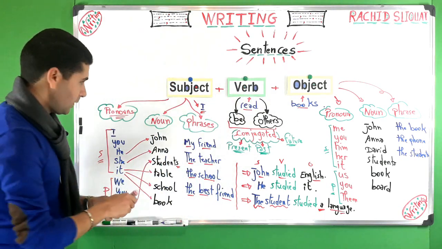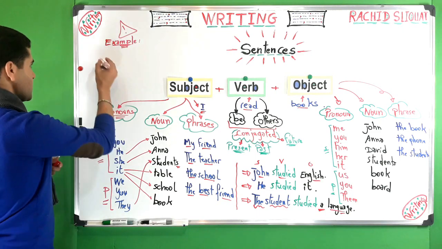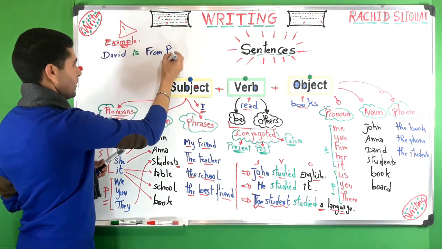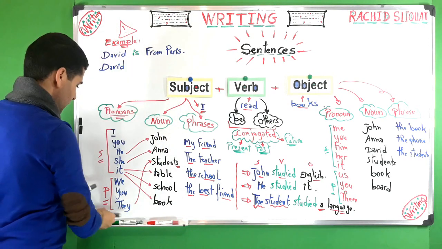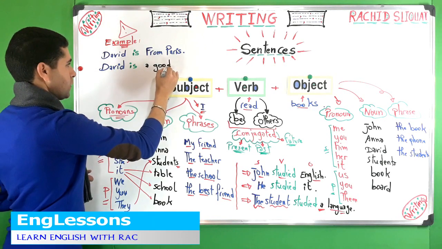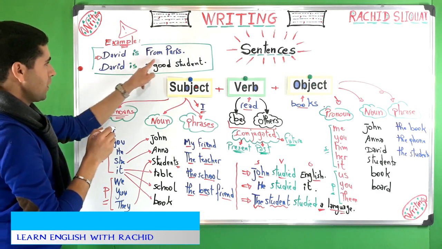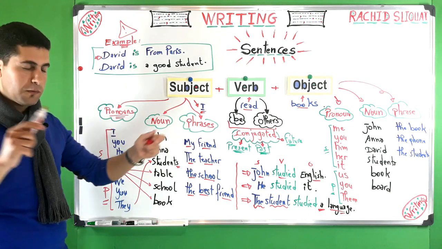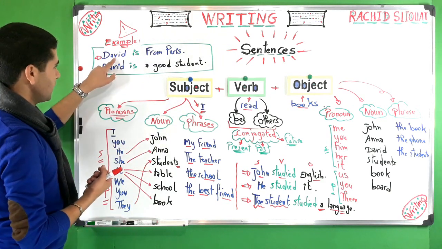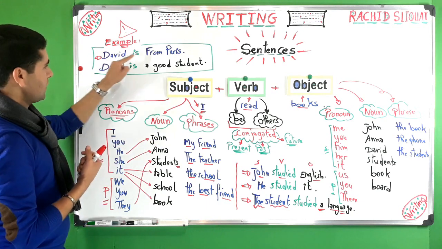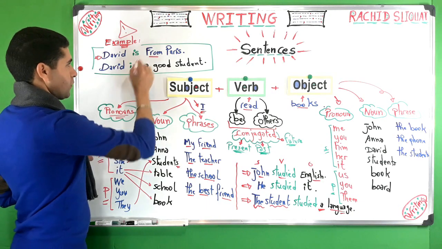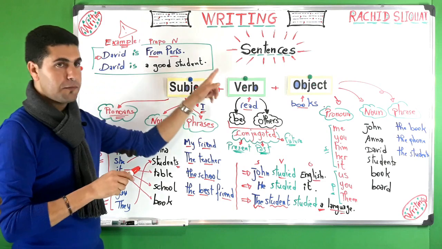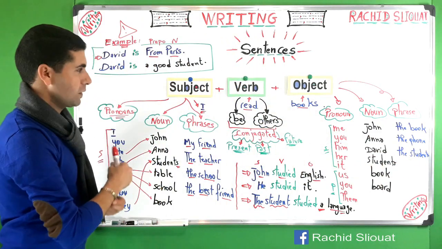Now take this very easy example. David. We can take the verb to be, for instance. We can say David is from Paris. David is a good student. This is one sentence. So this is the verb, this is the subject, and the subject here is a noun. David is from Paris. This is a preposition, and this is a noun. This is the subject, this is the verb, and this is the phrase. A good student is a phrase.